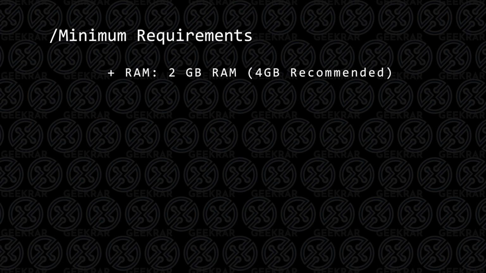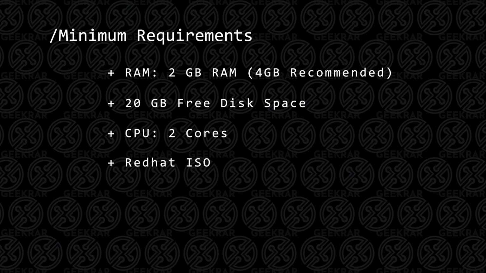Your PC is going to have at least 2 gigs of RAM, 4 is better. You're going to need 20 gigs of hard disk space, at least 2 CPU cores, and you're also going to need the ISO image file that we'll be downloading directly from their website.